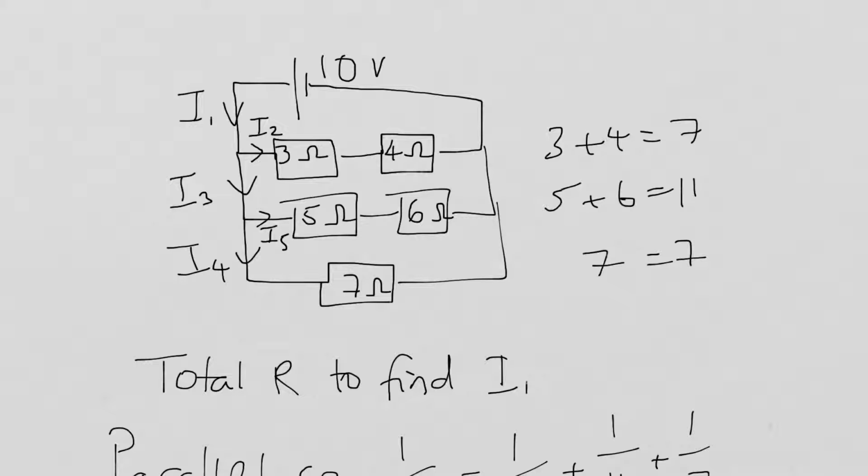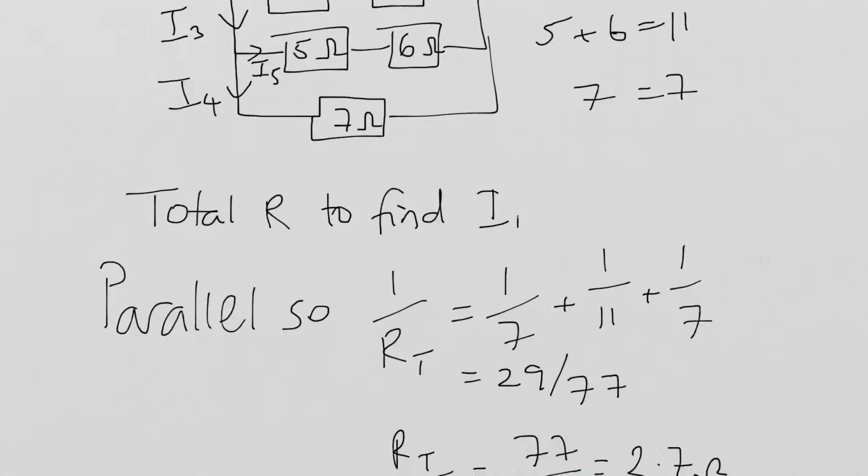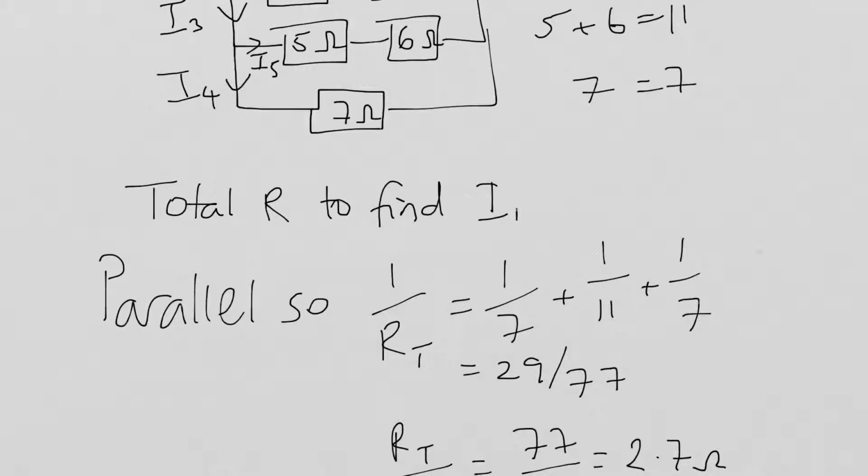So there's lots of different ways of tackling this, but I would generally find the total resistance in order to find I1. So to find the total resistance, we've got 7, we've got 11, and we've got 7 again. They're in parallel with each other, so we need to remember that to find the resistance in parallel, it's 1 over RT equals 1 over R1 plus 1 over R2 plus 1 over R3. So that then, if you put that into a calculator, comes to 29 over 77.